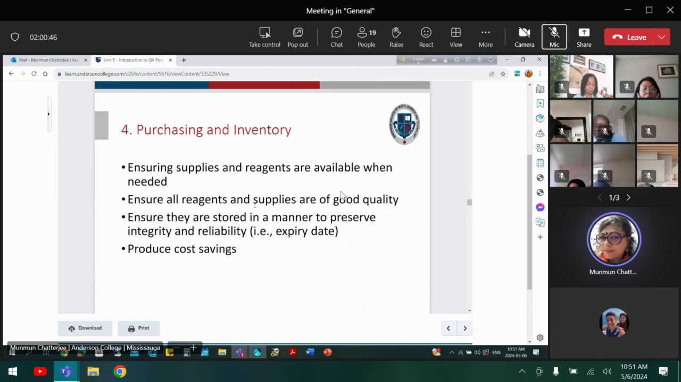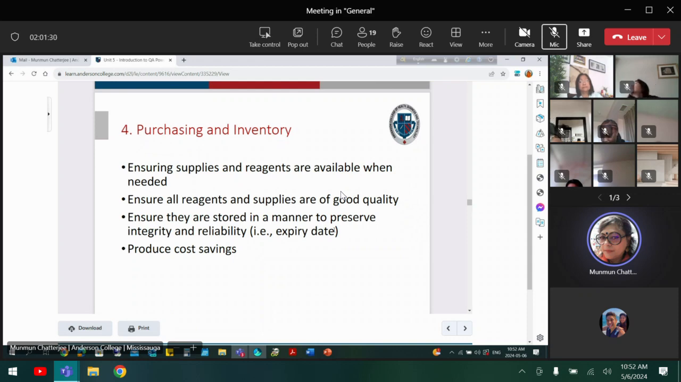Purchasing and inventory: ensuring supplies and reagents are available when needed. As I described in detail, ensure all reagents and supplies are of good quality. Ensure they are stored in a manner that preserves integrity and reliability. That includes the expiry date. Like blood grouping reagents, they have to be stored at 4 degrees always. When you are going to do the test, you cannot take them out of the refrigerator and do the test immediately, as it may take a long time to show results. So when you are doing the experiment, you have to take them out from the refrigerator earlier. These are the different stages of the quality control.